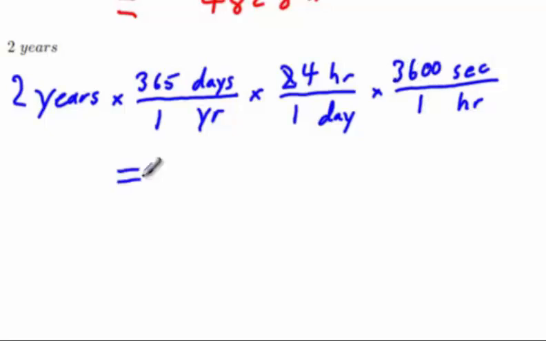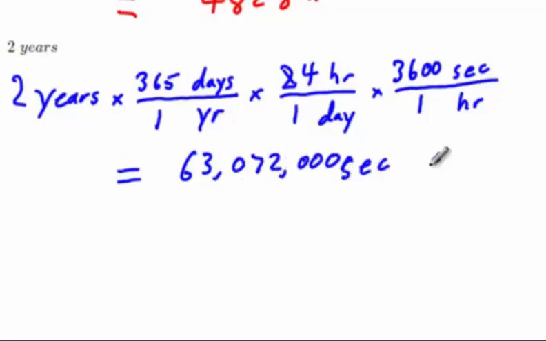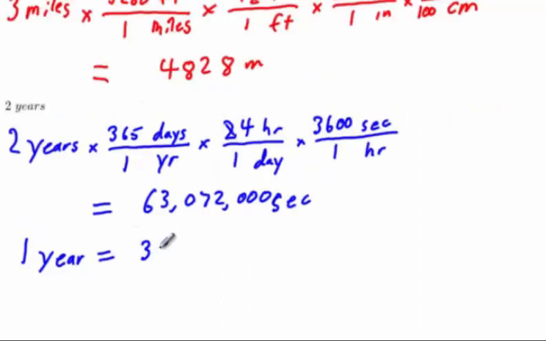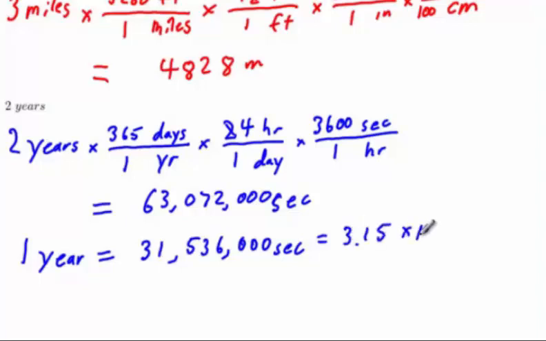This yields the result, 63,072,000 seconds. So where's the joke? If we had done half the time interval, we would have decided that 1 year is half of this result, which is 31,536,000 seconds, which can be written or approximated as 3.15 times 10 to the 7 seconds.